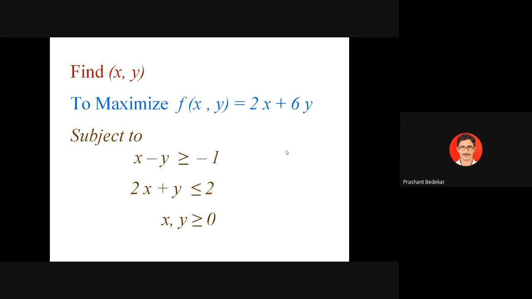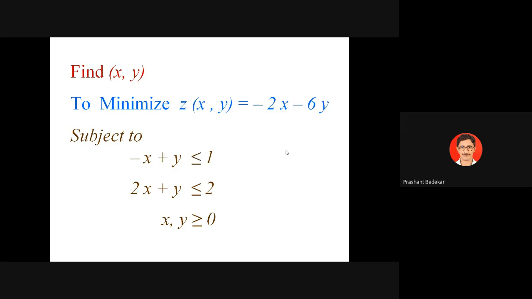This was the problem given. Just observe the objective function and the first constraint. You will find that I have made the change. Now I am calling the function z, which is minus 2x minus 6y. The constraints are minus x plus y less than equal to 1, and 2x plus y less than equal to 2, and you can see that x, y greater than equal to 0 is not changed. It is still as it is. With this, we will now proceed to apply the linprog function.